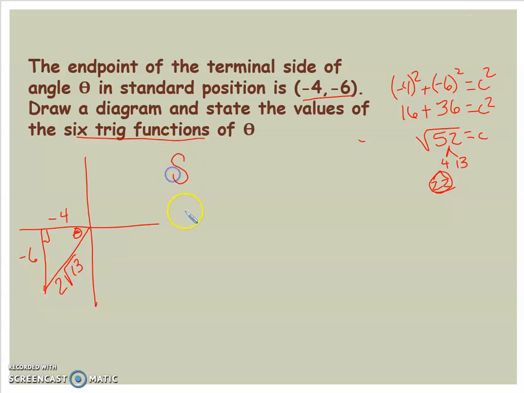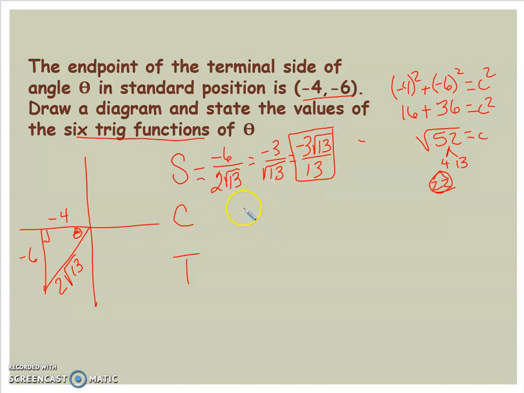Alright, so for our main functions, sine, cosine, and tangent, we're going to look for those first. So -6 over 2 square root of 13. So we could simplify -6 and 2 to be -3 over the square root of 13. So if we move that radical, we're going to move that up to the top and put it out in the bottom. Okay? That would be your sine value.